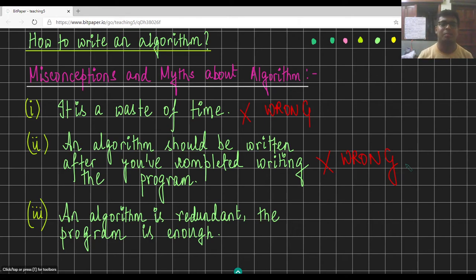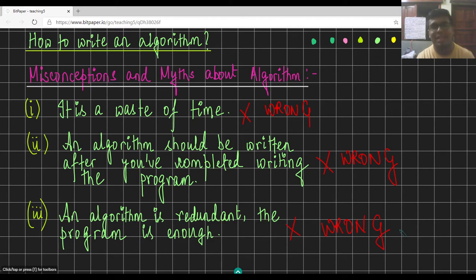Moving on to the last misconception, last but not the least: an algorithm is redundant, the program is enough. No, yet again, this is a myth. This myth is busted. Why so? Let's say you're working on a very big project when you have joined the company. So there are multiple teams working on a project. In case of web projects, there are tons of programming languages through which you write out the web apps.